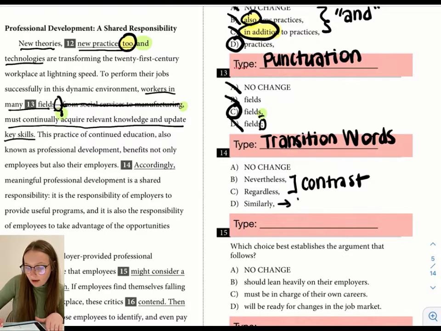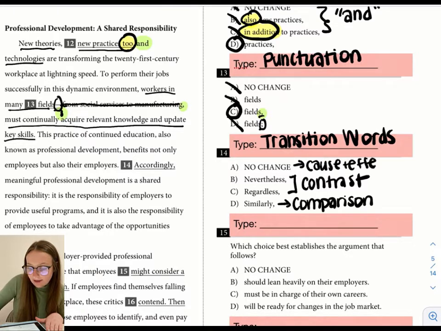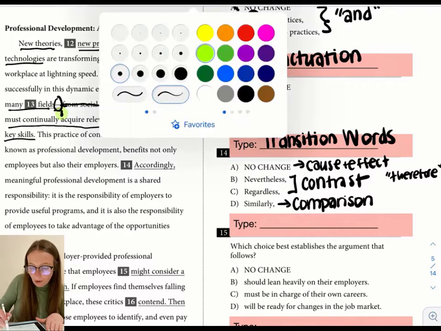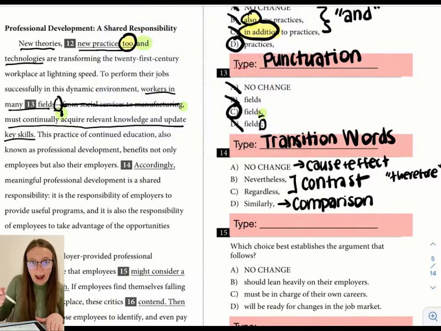Similarly, we use for a comparison when we're pointing out some common feature in 2 situations, and accordingly is used for cause and effect. It's basically a fancy way of saying the word therefore. So if you want to spice up your next essay, stick in accordingly instead of therefore. So what we want to do for transition word questions is read the sentence before the transition word and then read the one after. And then we're going to see how the 2 relate to each other and figure out which word best does the job.